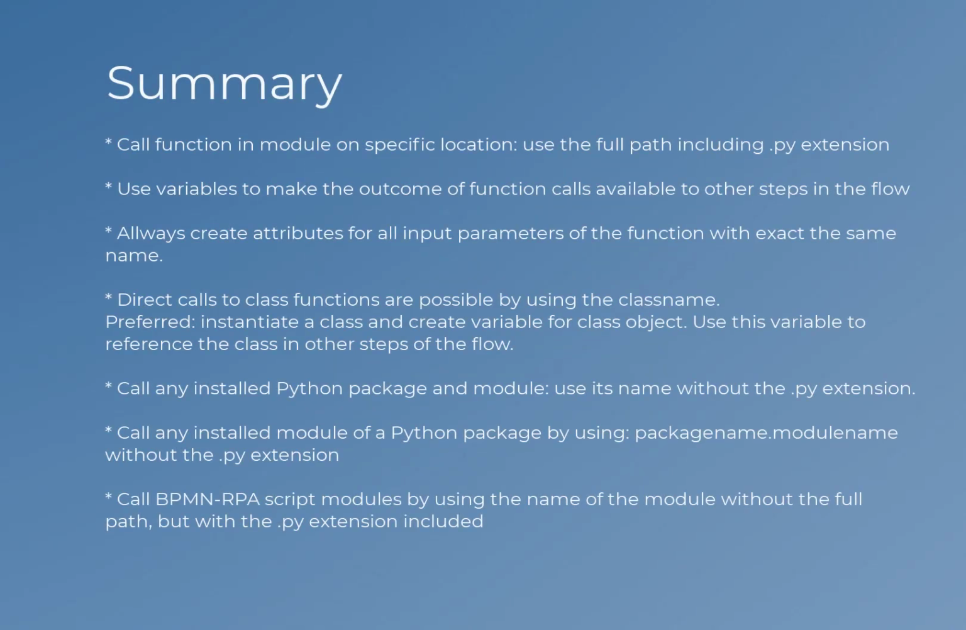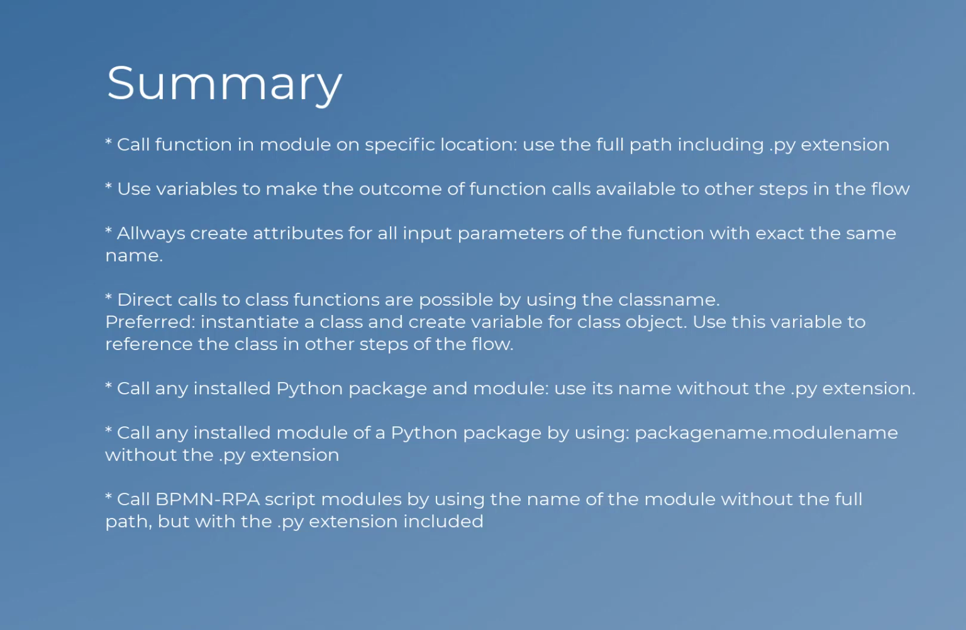In this lesson we have shown that, if you want to call a function of a module at a specific location, you'll have to enter the whole path to the .py file in the module field. That is including the .py extension. Use variables when you want to make the outcome of Python function calls available to other steps in the flow. The variable created will be available throughout the whole flow, until the end. Always create attributes for all input parameters of the function with exactly the same name.